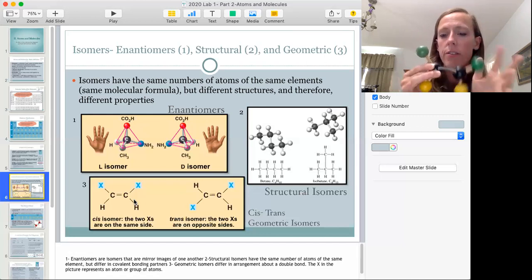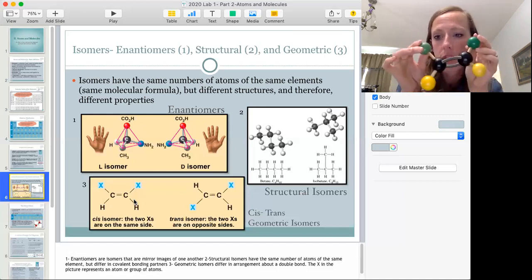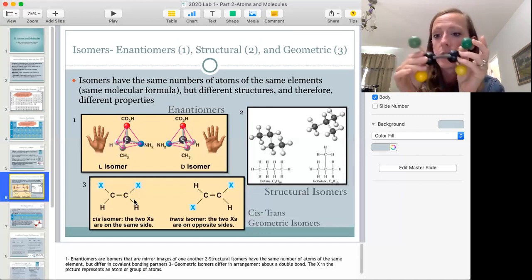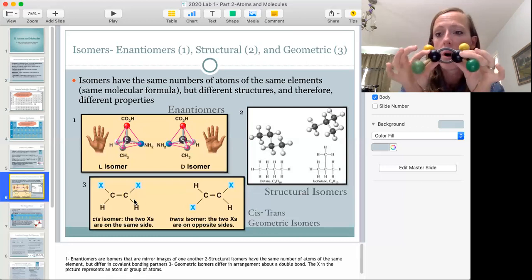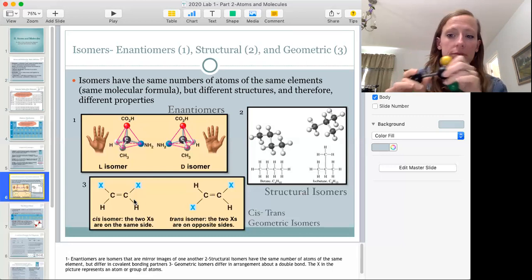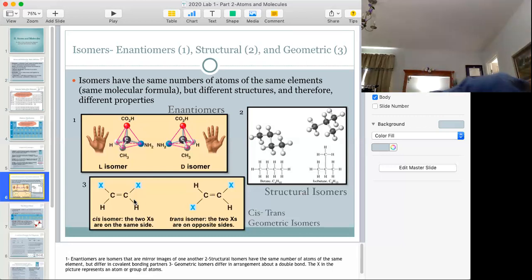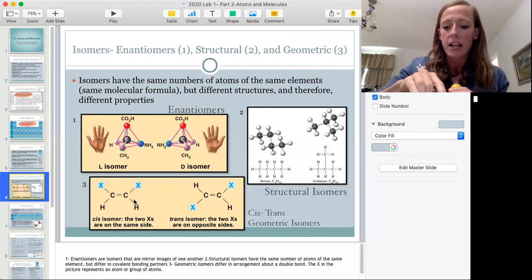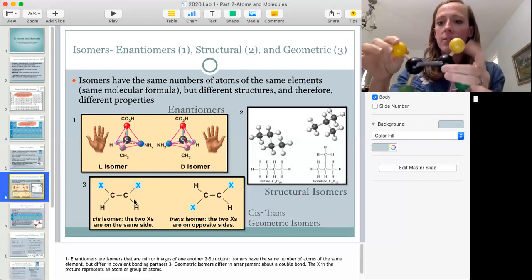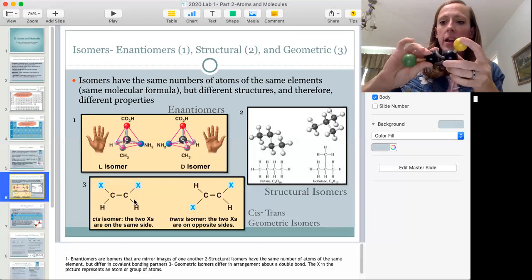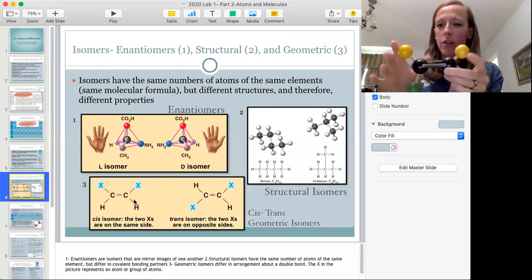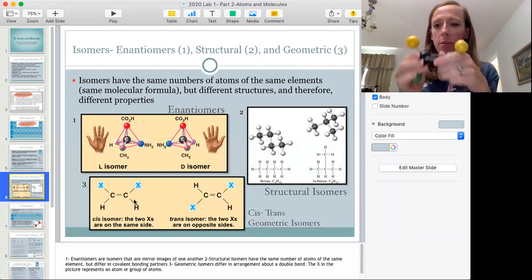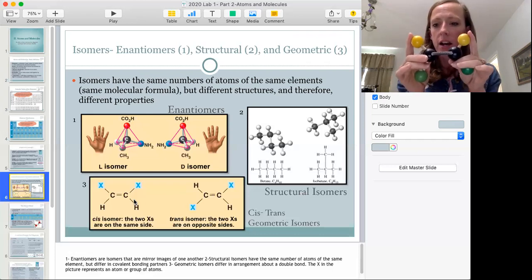So I've got hydrogens, and I think these are chlorines. It can be anything though. So you've got this double bond, which doesn't allow for rotation of the side groups. You can't ever have these 2 hydrogens be on opposite sides of that molecule. In this case, they are stabilized on the same side of the molecule.